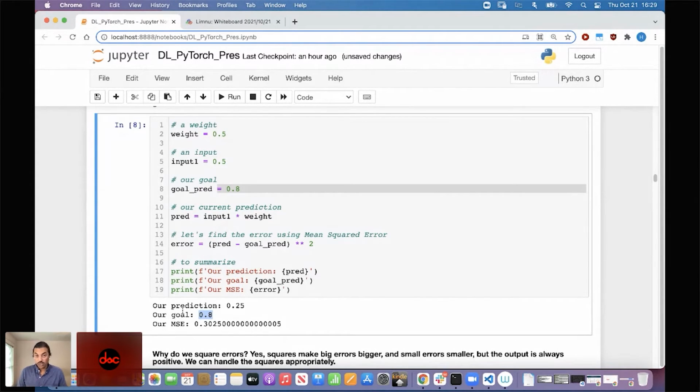Now, your first question might be, okay, why are we squaring the error, right? And so let's break this down. I'm looking at line 14 here. The error in MSE is defined as your prediction minus your goal, squared. The analogy that I like to give here is, say you're shooting a basketball, right? And you're trying to make a free throw. Does it really matter if you miss 1 foot to the left versus 1 foot to the right? No, you still missed it by 1 foot.